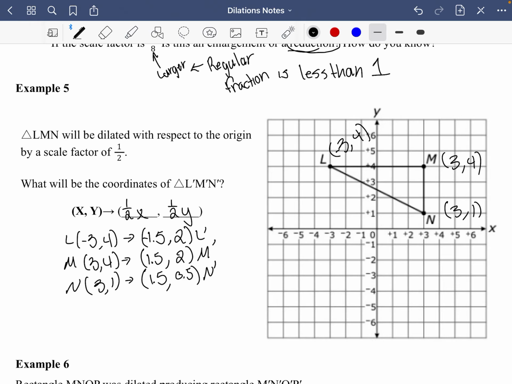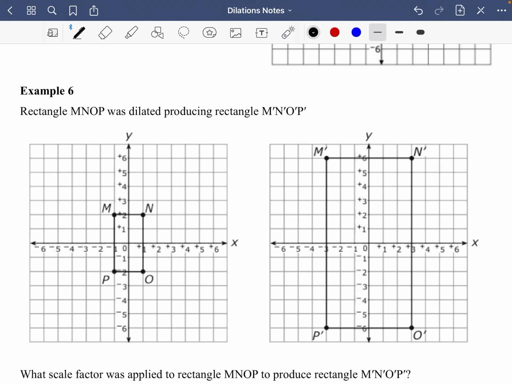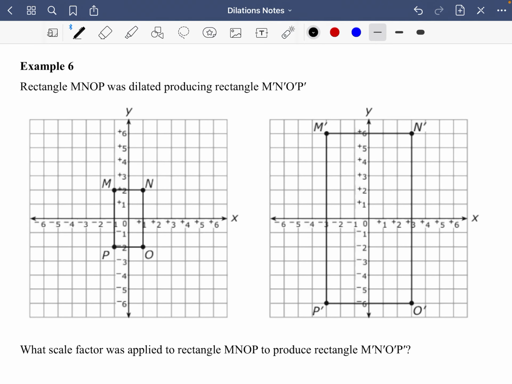Now it's kind of hard to graph decimals, so we're just going to take it as the list. And if it was a multiple choice, we'll look at our list and match our list to what they have for the answer choices. All right, so now let's look at our last example, which is example 6. In example 6, it says rectangle MNOP was dilated, producing a rectangle M prime, N prime, O prime, and P prime. It asks what scale factor was applied to the rectangle MNOP to produce rectangle M prime, N prime, O prime, and P prime. So we know the one with the prime symbol is what it moved to.